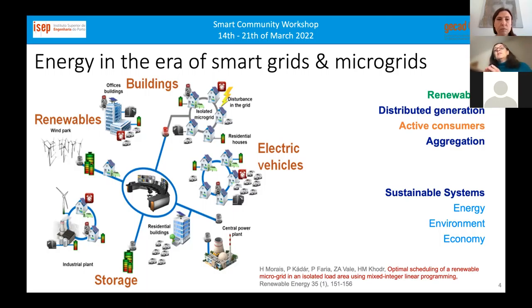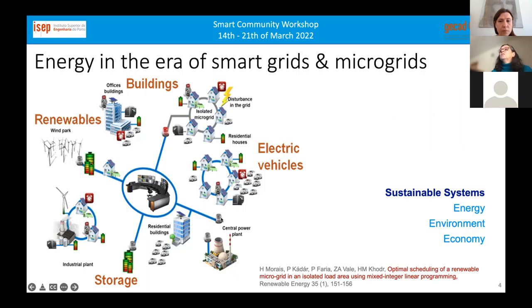And finally, our system must be sustainable, not just in energy terms, but also in environment terms and in economy terms. So this must be done as a whole, not just looking at energy, but looking at the huge impacts of energy.